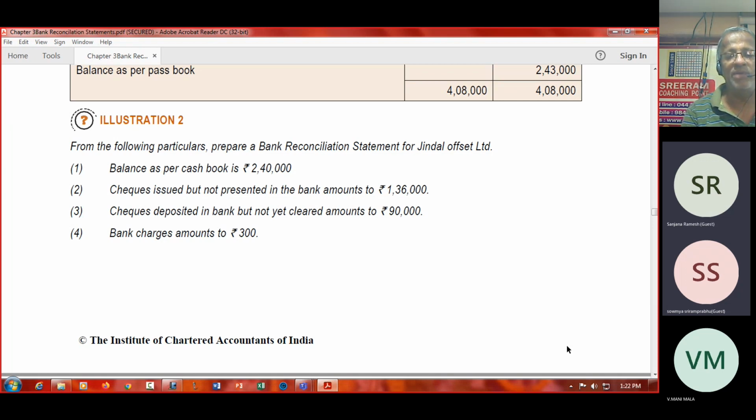The next. Checks deposited in bank but not cleared. Yes, Aravind. Unrepresented debit. What should you do? Deduct. Bank charges amounted to rupees 300. Sanjana, in which book do you find this item? In the passbook. Which side of the passbook? Credit side.